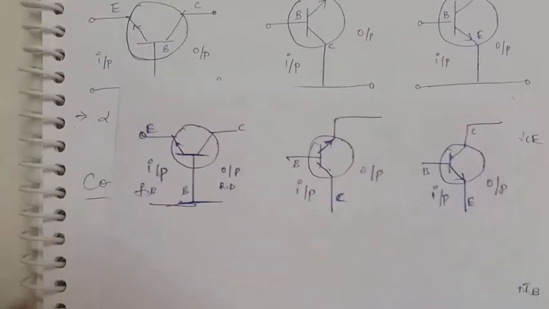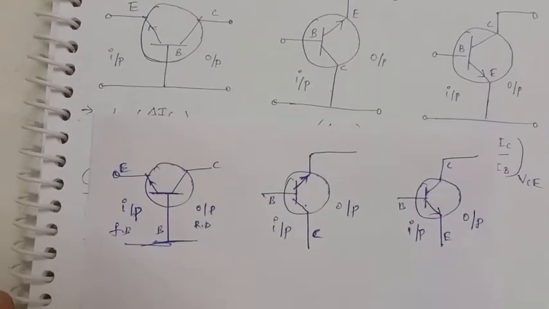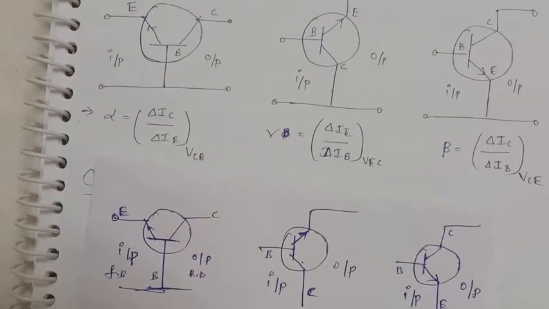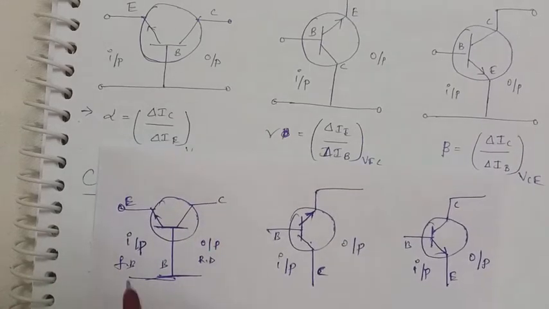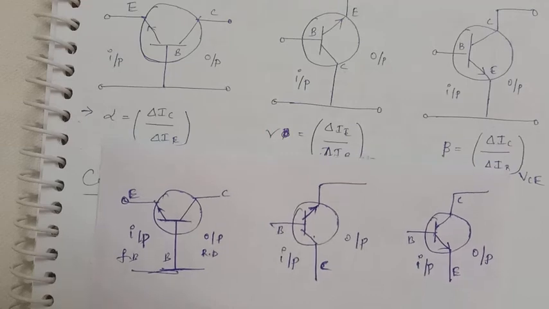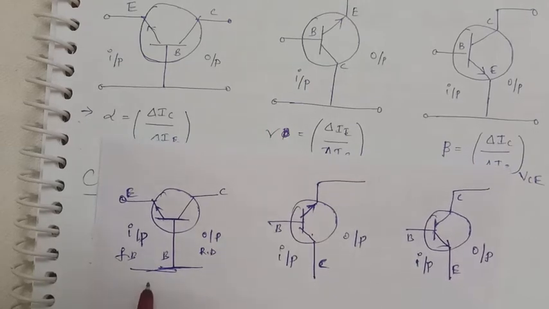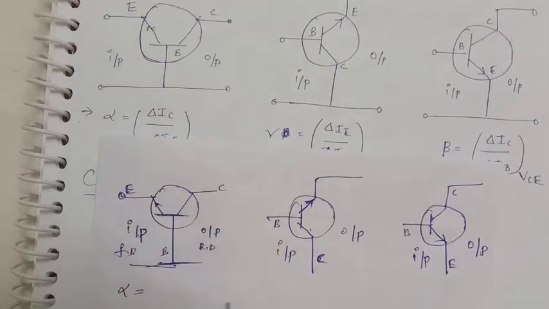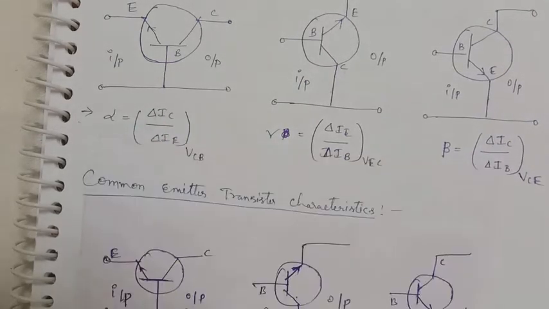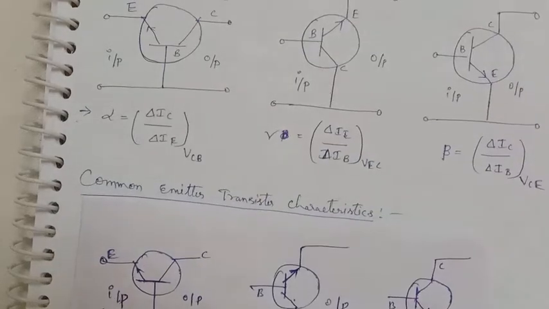Next one is the amplification. Transistor is especially used to amplify. So here the amplification means output current by input current, the change in output current by the change in input current. That is the amplification factor. Here alpha is the amplification factor in case of a common base configuration.